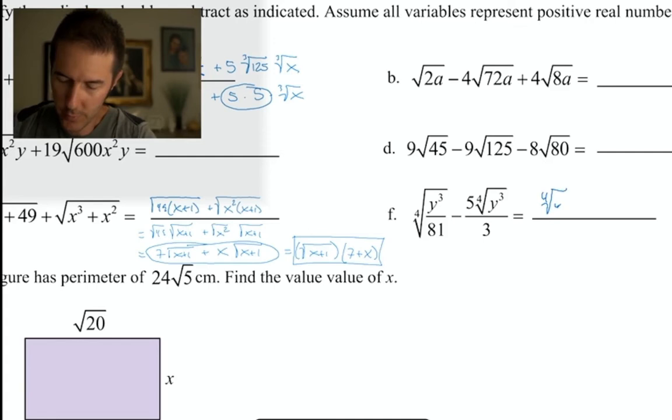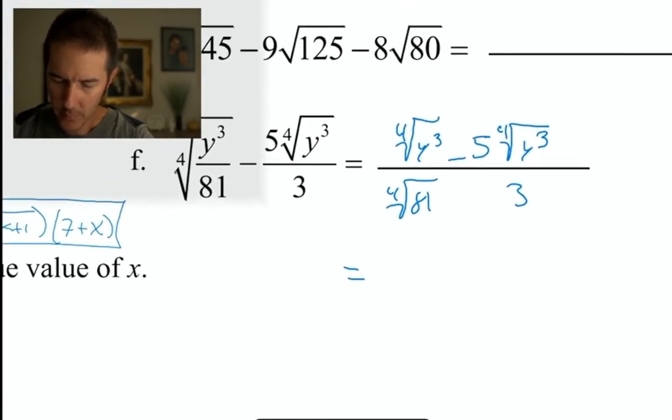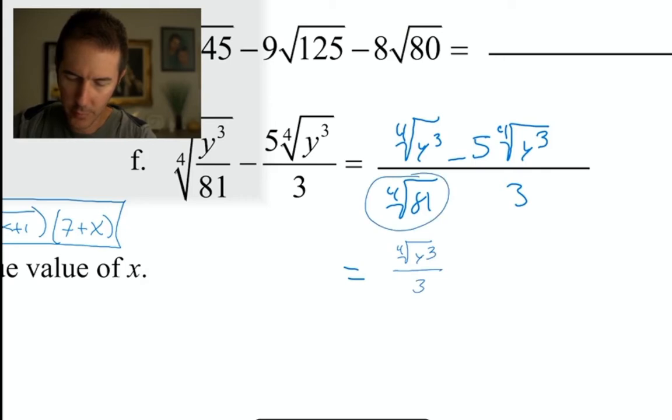I mean, it's the fourth root of y to the third over the fourth root of 81 minus 5 fourth roots of y to the third over 3. This thing simplifies quite quickly. We've got the fourth root of y to the third over 3 because the fourth root of 81 is equal to 3, minus 5 fourth roots of y to the third over 3.